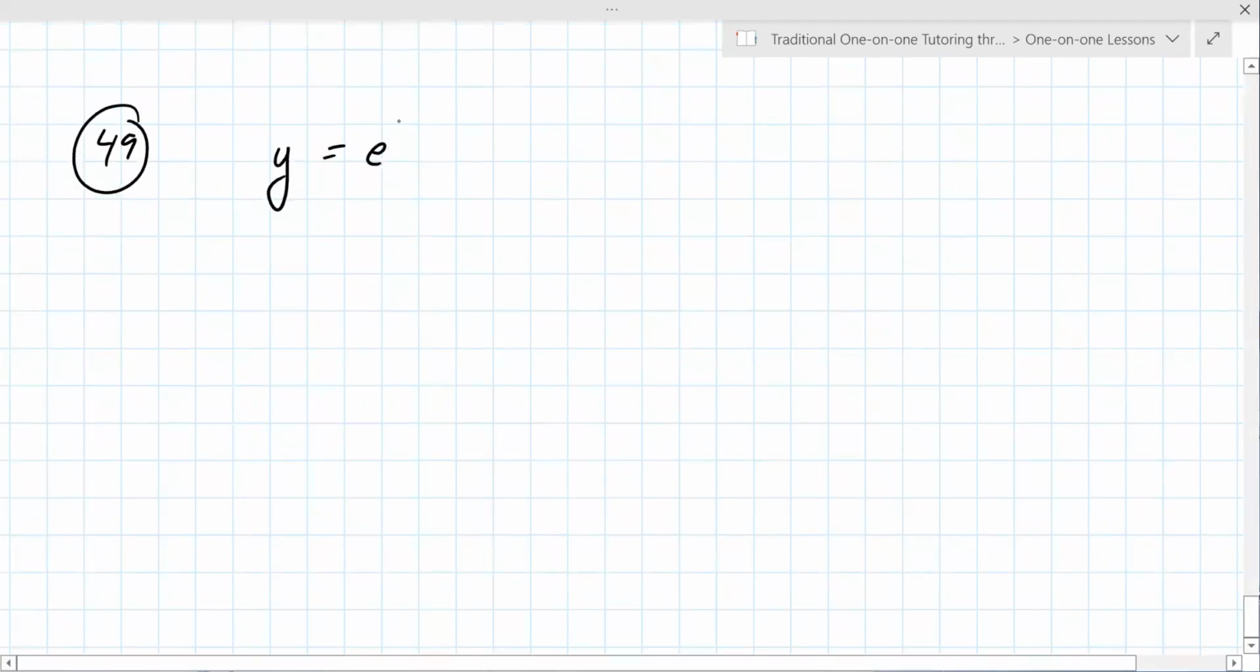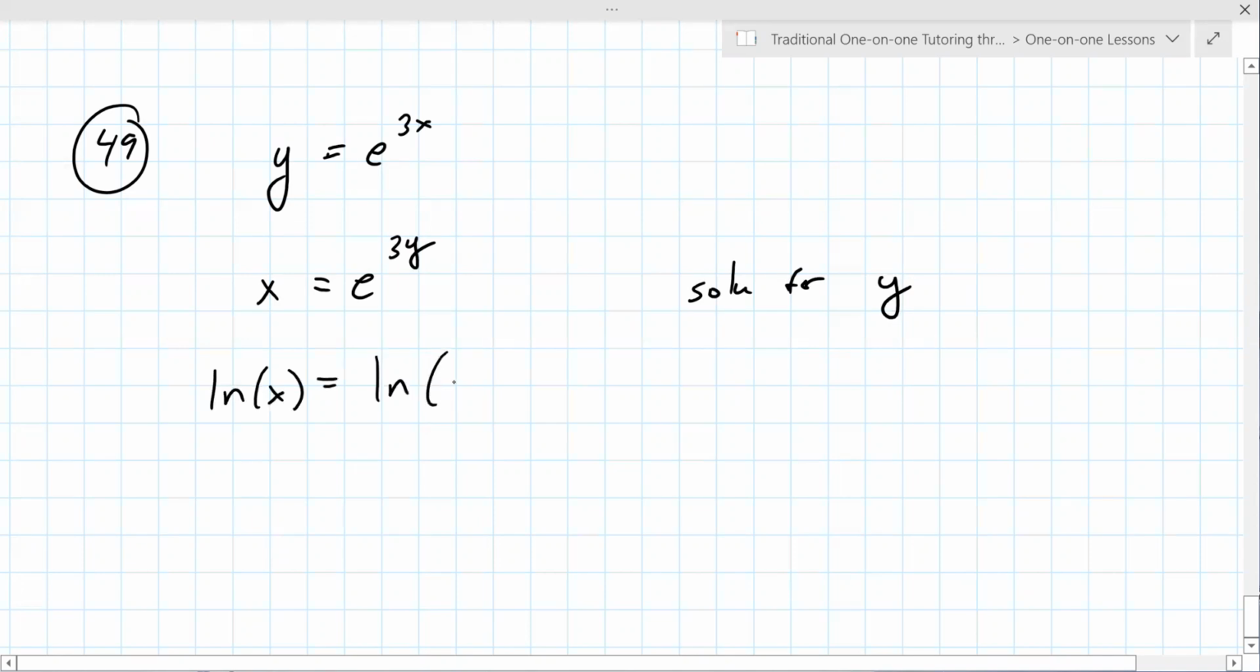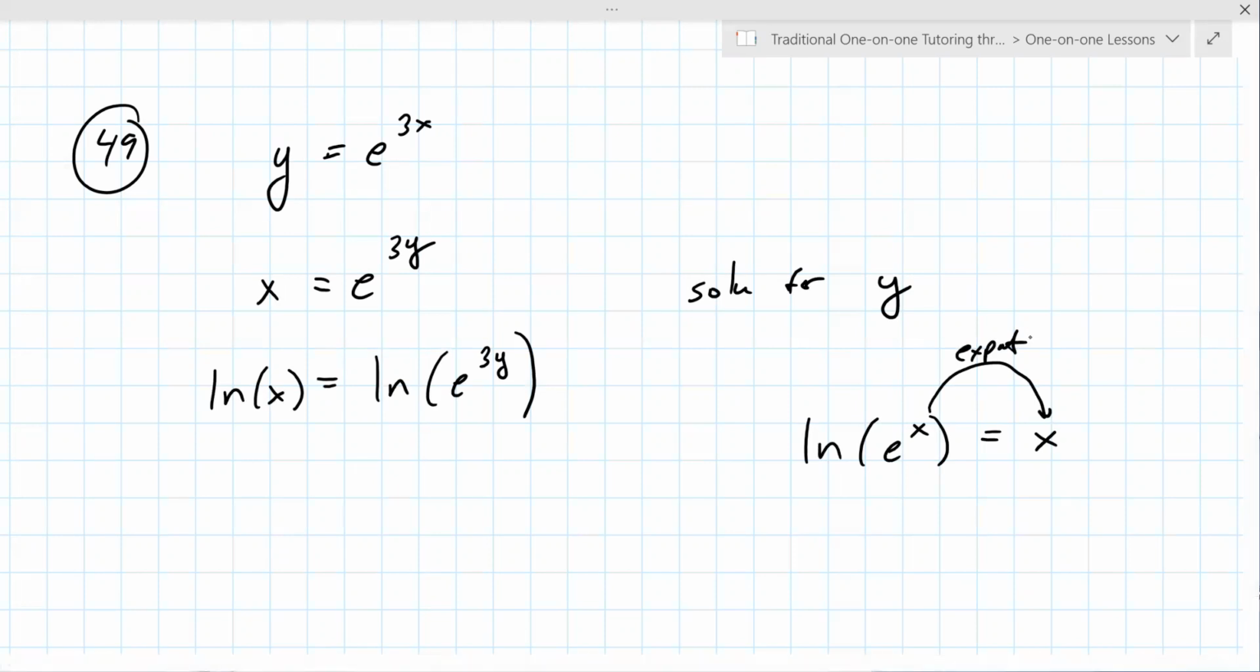Y equals e to the 3x. Again, you switch x and y. Solve for y. So to undo e, use ln. So again, kind of another property there. Natural log of e to the x becomes x, or whatever's in the exponent. So if it was like 10x or 50x minus 3 plus 12, that's what it results in.